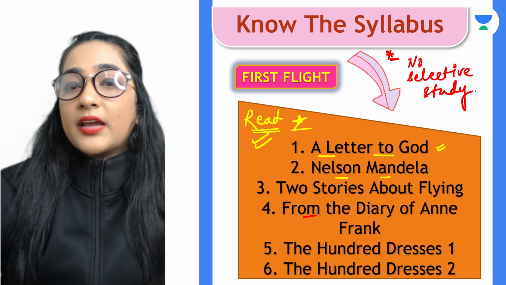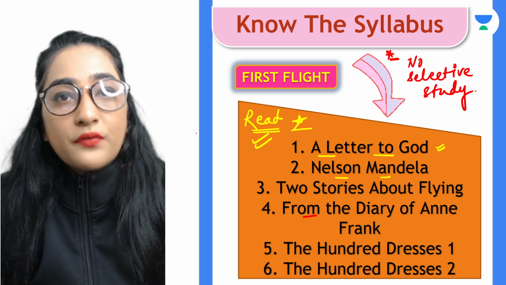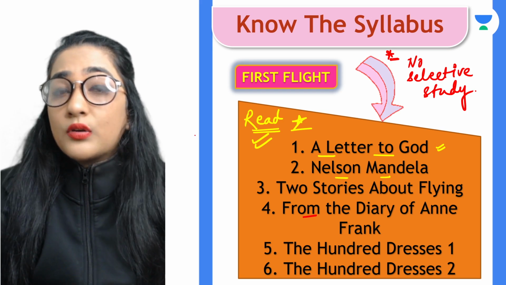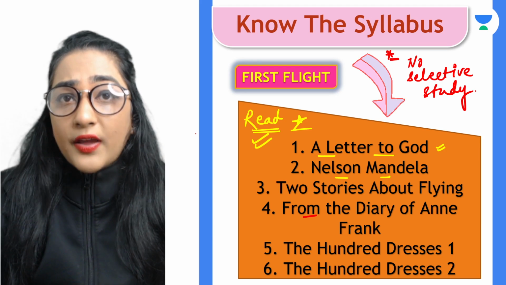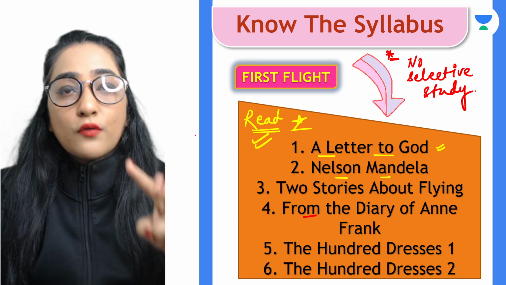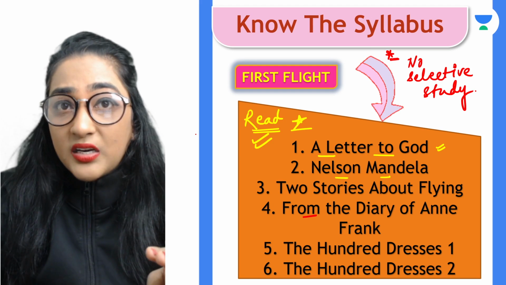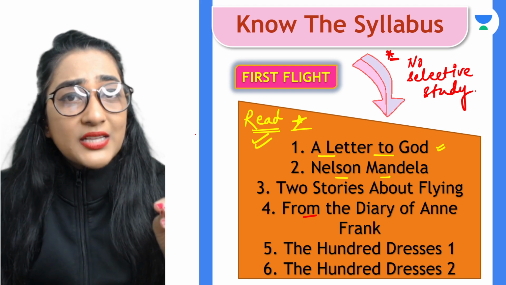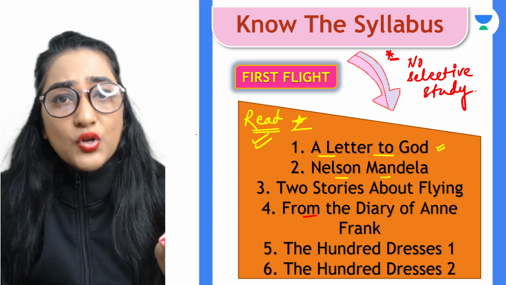Then we have From the Diary of Anne Frank. Guys, this is again one of the factual chapters. I've told this to all of you. You need to read the chapters which are completely factual, because a lot of details are being given. You have got dates, you have got years, you have got different names that you're not really familiar with, and you have to learn their spellings correctly. Please make sure you're doing them.